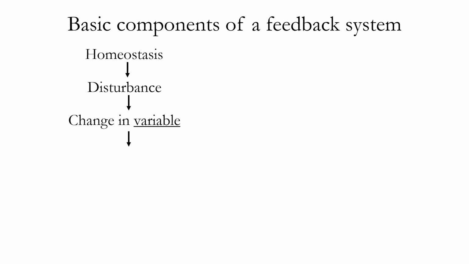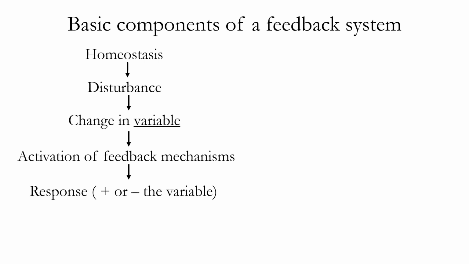Let us look at the basic components of a feedback system. Initially, there is homeostasis. That is, some parameter is at its normal level. Then a disturbance occurs that causes a change in a particular variable. This variable change initiates a feedback mechanism which responds to this variable change by either stimulating or inhibiting that particular variable, so that once again homeostasis is achieved. We'll look at an example.